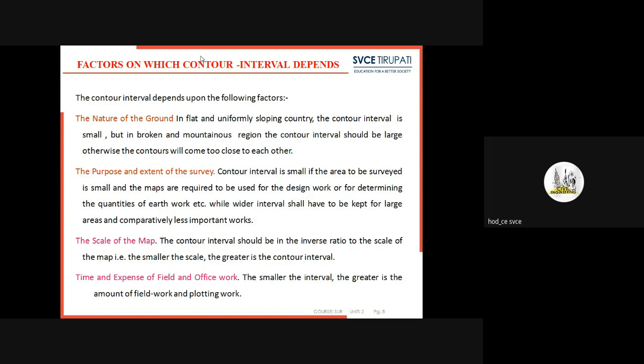whatever we are going to observe, whatever we are going to test in the field, we have to maintain in a field book. Within the field book, we have to represent the observed readings. Okay, so the observed readings we have to represent in the field book. That we have to maintain. That is what is meant by office work.